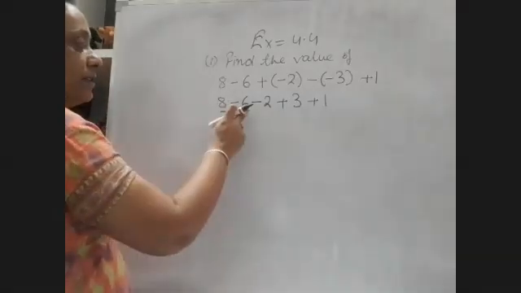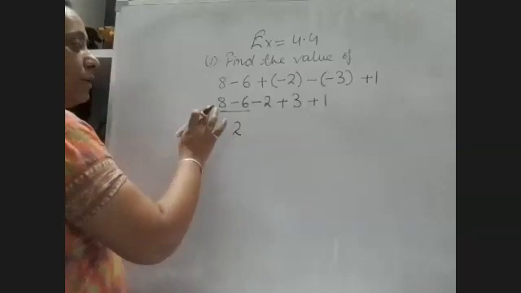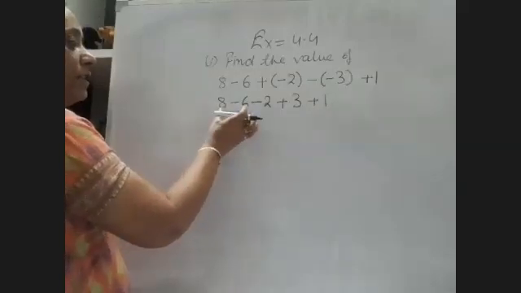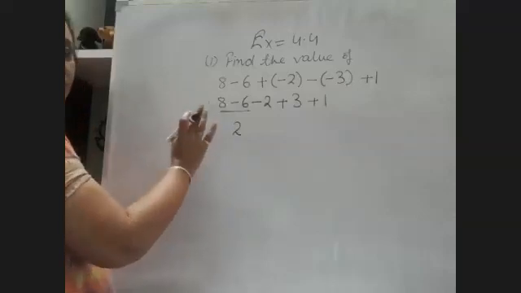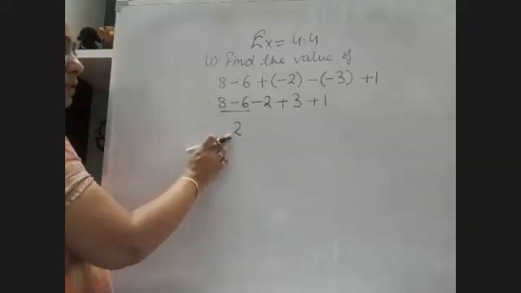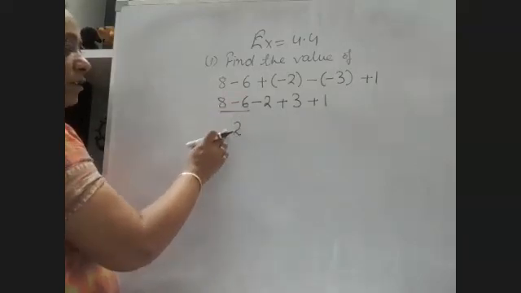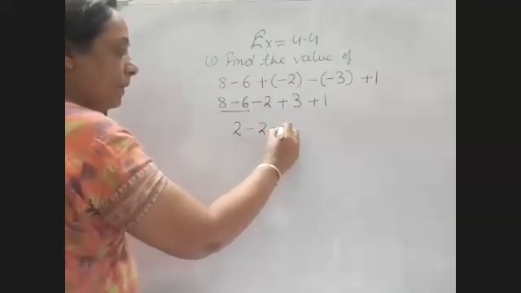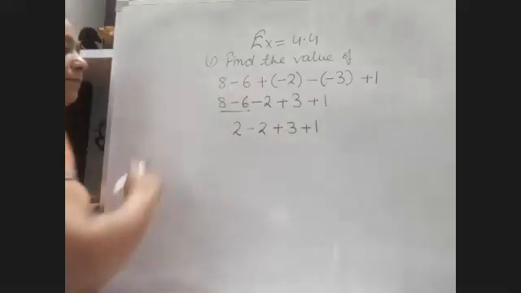8 minus 6 is 2. And check whether 2 is positive or negative. We have two numbers. First positive, second negative. 8 is positive and 6 is negative. Now compare these two numbers. The greater number is 8 with the positive sign. So our answer is plus 2. The next statement as it is: minus 2 plus 3 plus 1.